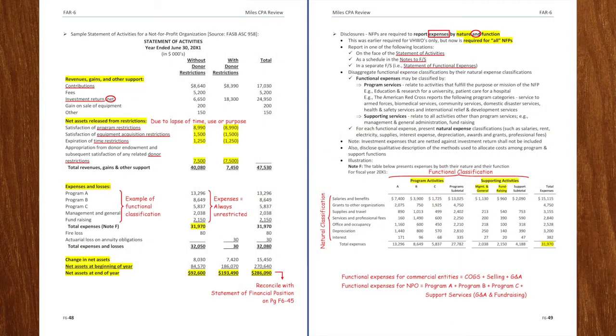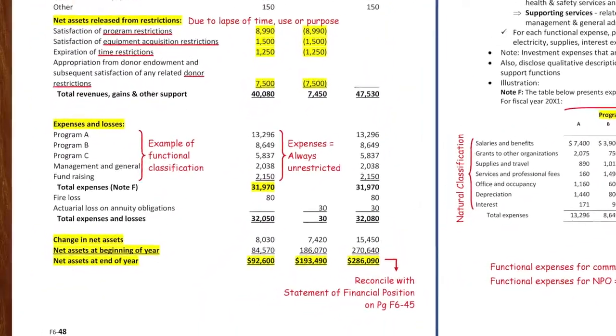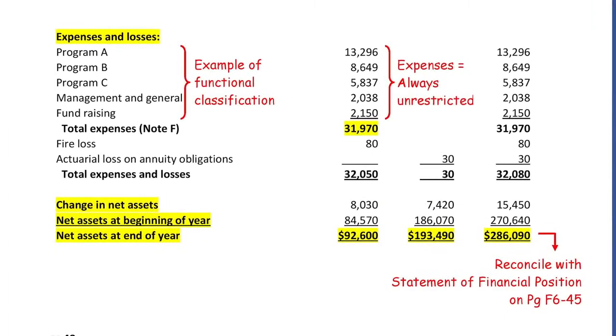Now flip back to page 48. We've got a statement of activities. Look at the third last line here, the change in net assets. And the total number is highlight 15,450. And that's exactly the same number that we start our cash flows when presenting the operating activities using the indirect method.